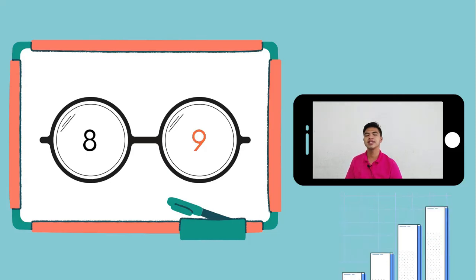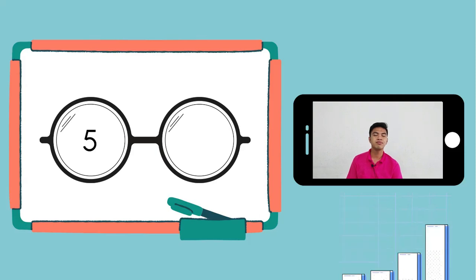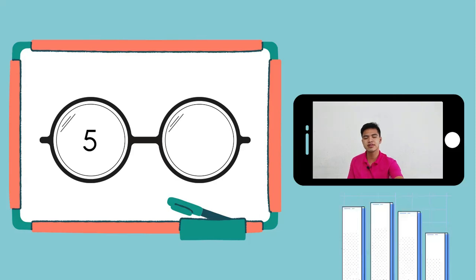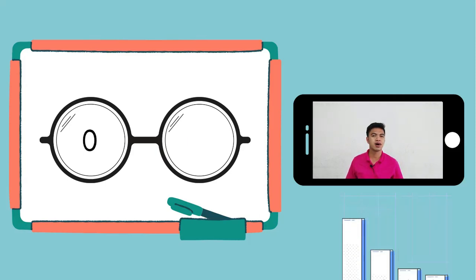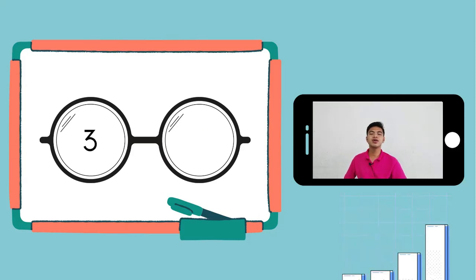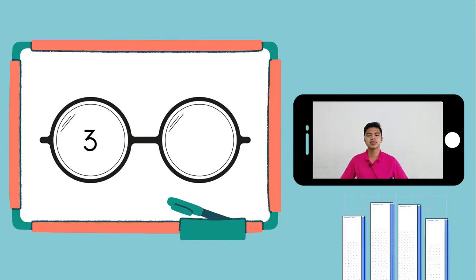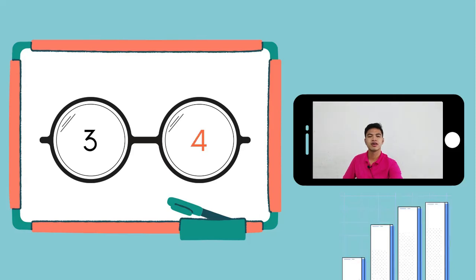Okay, so next one, 5. Which is 1 bigger than 5? Very good. The answer is 6. So we're just going to write 6. And the next one, we have 0. So 0 plus 1 equals 1. Very good, kids. So here we have number 3. So 3 plus 1 equals, very good, it is 4.